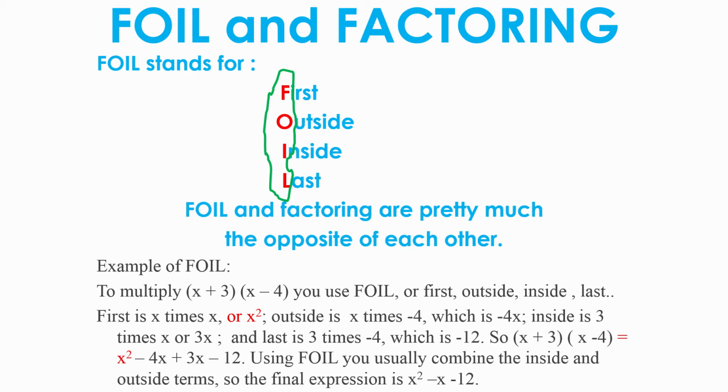Outside is x times negative 4, that's negative 4x. Inside is 3 times x, or 3x. And the last is 3 times negative 4, which is negative 12. So x plus 3 times x minus 4 equals x squared minus 4x plus 3x minus 12. It's typical when you FOIL to have the inside and outside terms combine. So the final expression is x squared minus x minus 12.